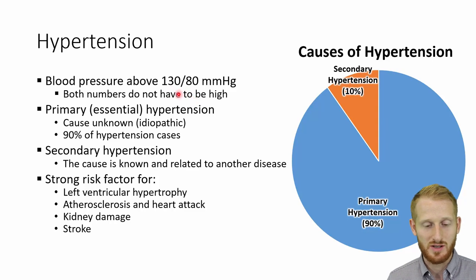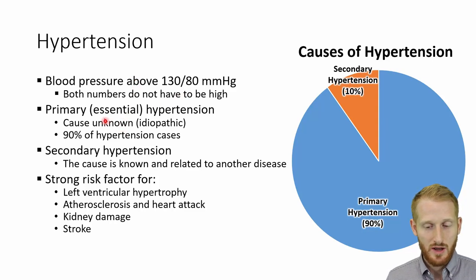So if your blood pressure is 132 over 78, you're hypertensive. Likewise, if you are 110 over 82, you're hypertensive. All right, so it doesn't have to be both numbers, but it can be both numbers that are greater than these thresholds. If you're in that range, you are now considered hypertensive. Again, those thresholds have changed recently.